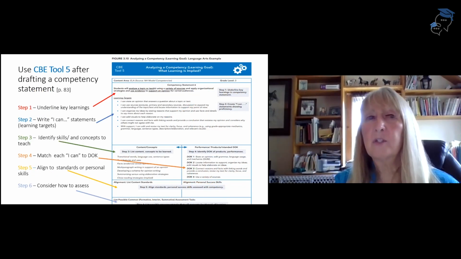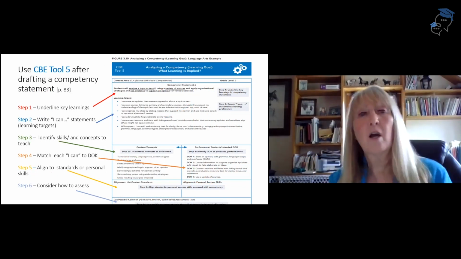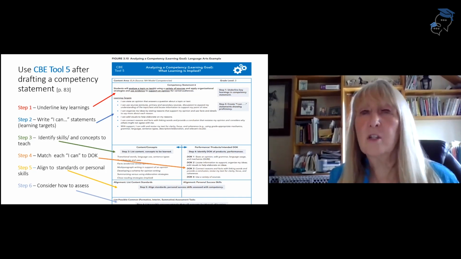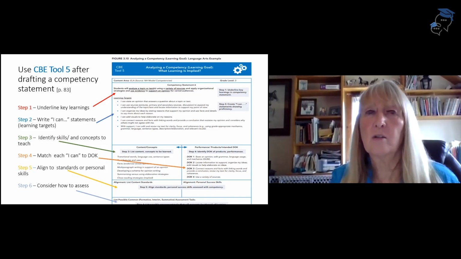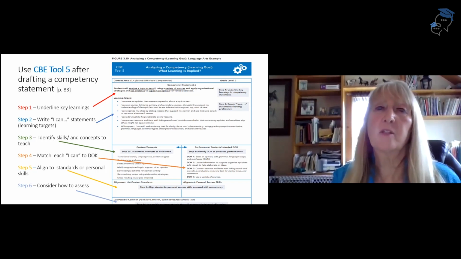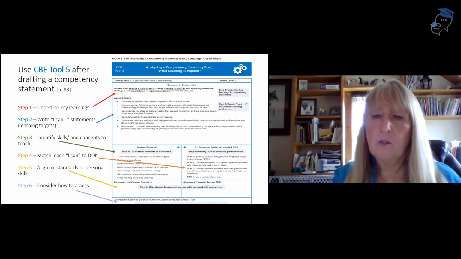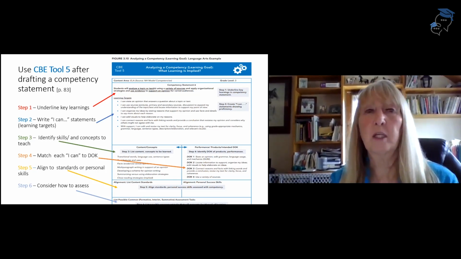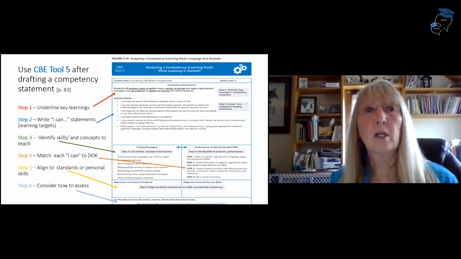That's the beauty of CBE Tool 5, is it takes a competency and gives you many ways in. You don't have to teach the same way, but you have to be going to the same destination. Being able to analyze a topic or a text using a variety of sources and using supporting evidence to support an opinion. It keeps us all sort of using a common language.